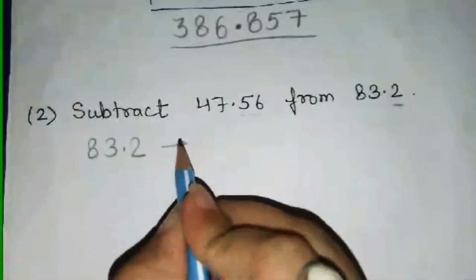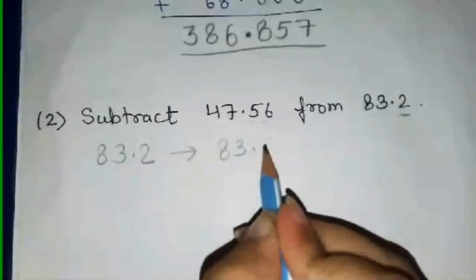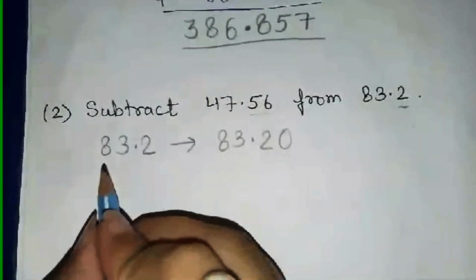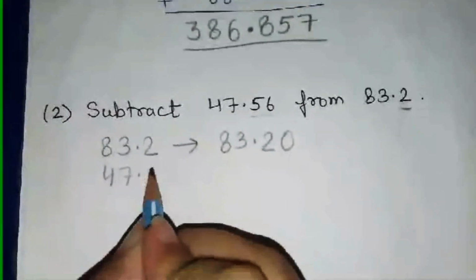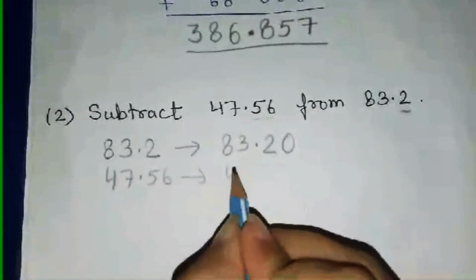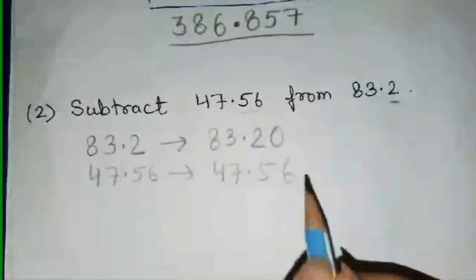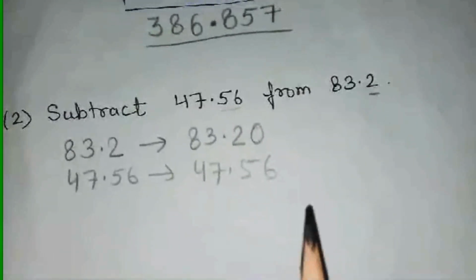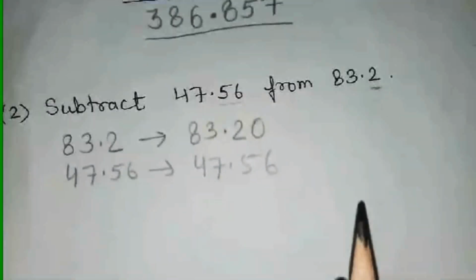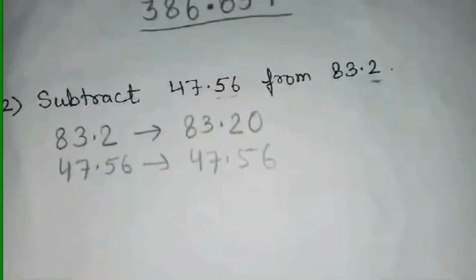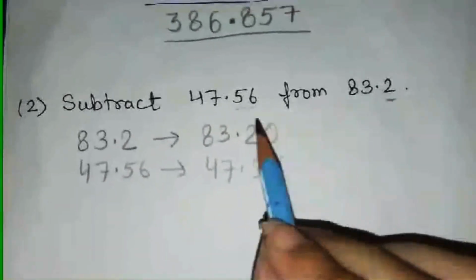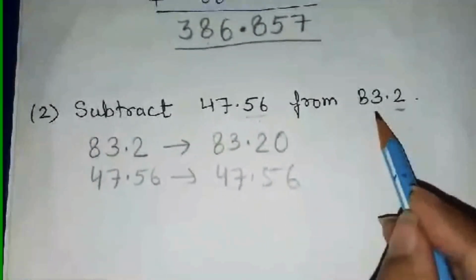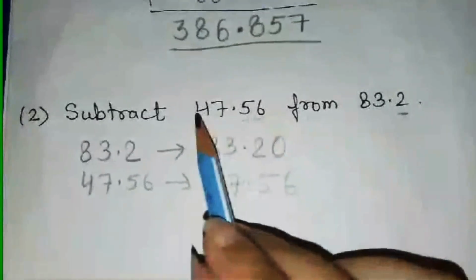83.2 converts into 83.20. We put 0 in the decimal part. And 47.56 will remain the same, 47.56. Now, when we subtract, write the smaller decimal number under the larger number in the column. So here 47.56 and 83.2. Which one is larger?